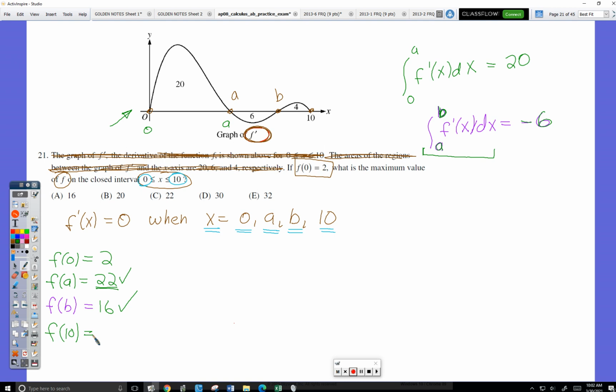Raise your hand. What's f of 10? Come on, hands. What's f of 10? Focus. What's f of 10? Brooks halfway in. Not sure. 20. The integral from here to here would have been 4, so f went back up by 4. C is the correct answer.